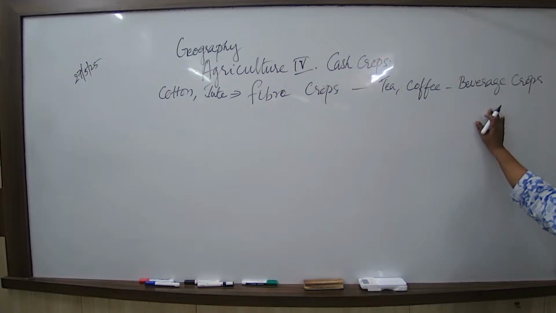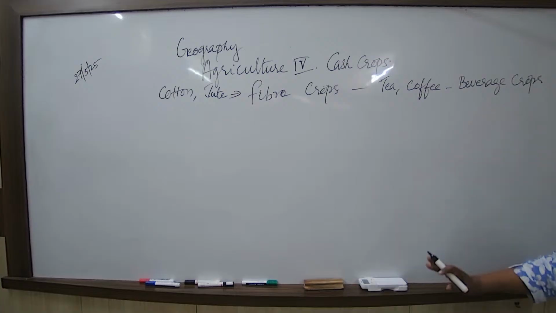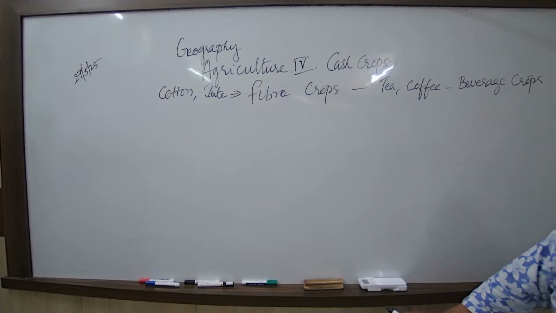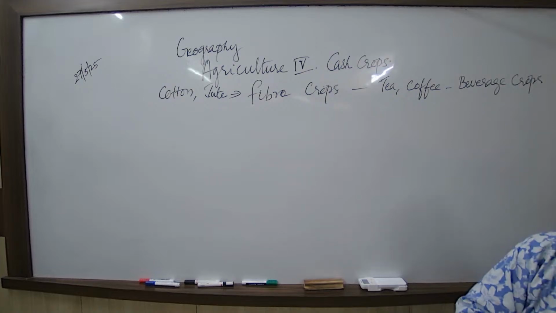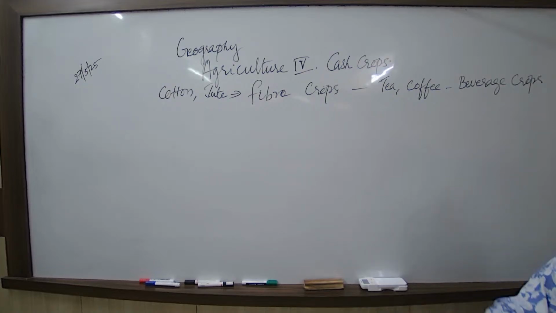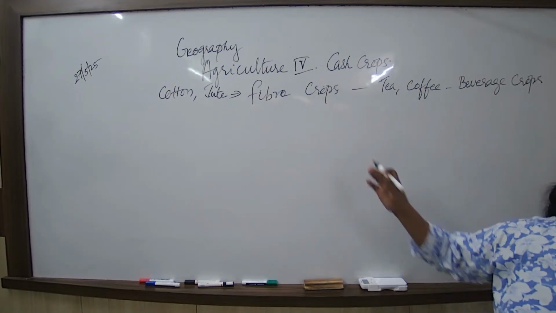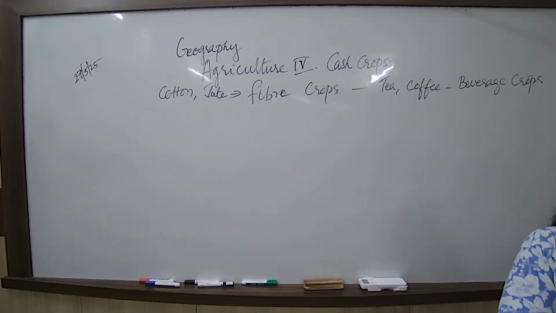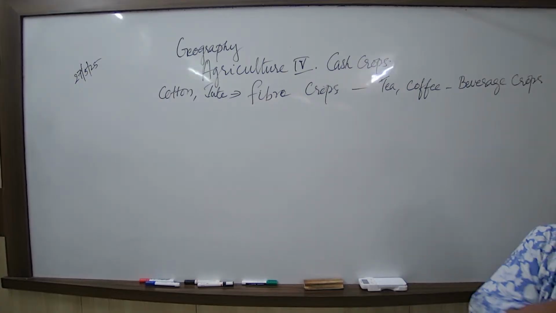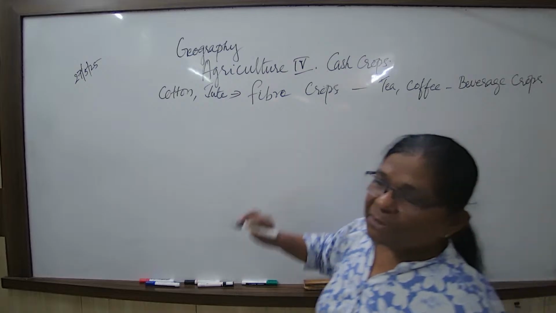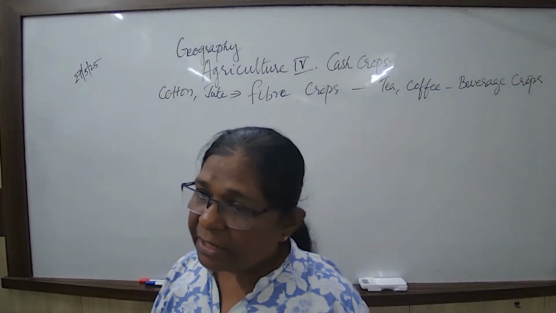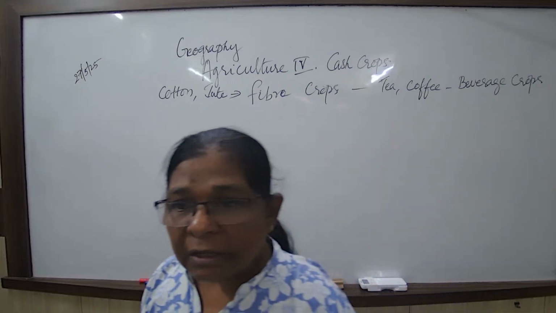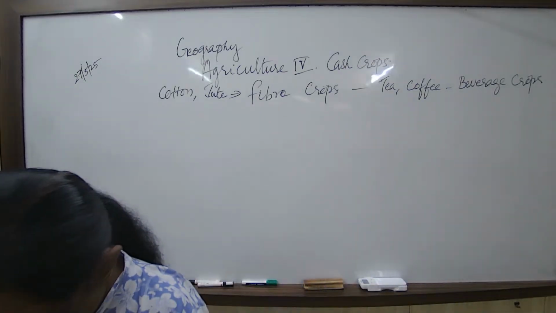What is a fiber crop? Like coconut, coconut is a fiber. Jute is for textiles, that is fiber. Fiber crops are the crops from which the fiber or the thread is separated and used for making cloth.